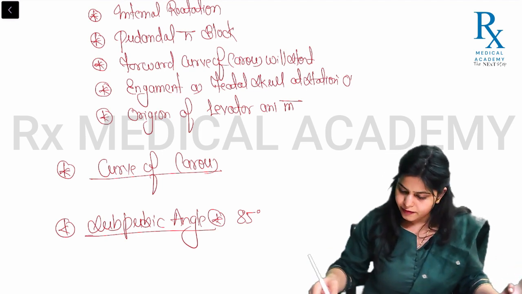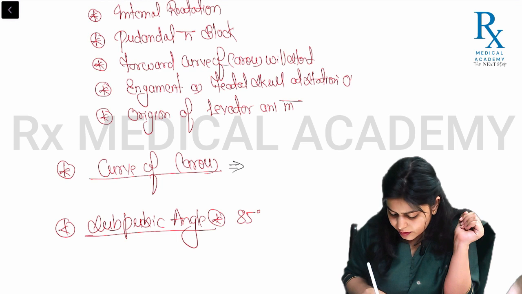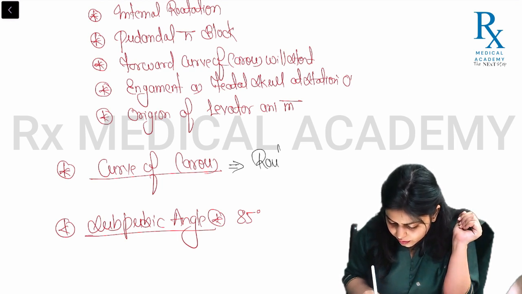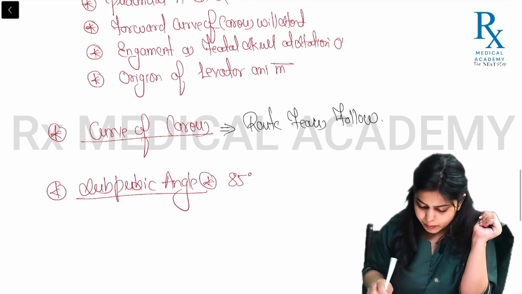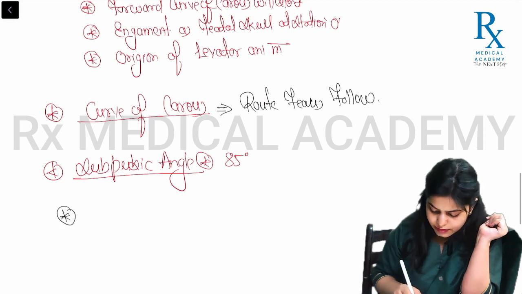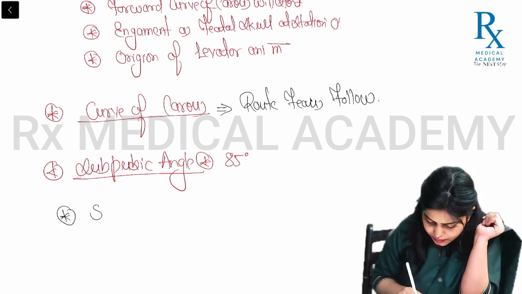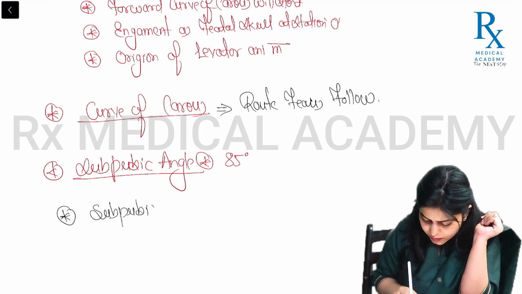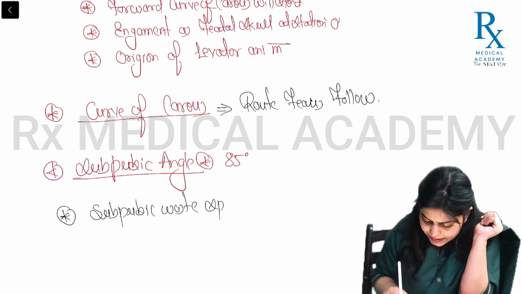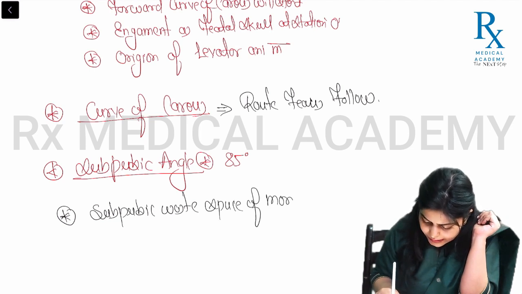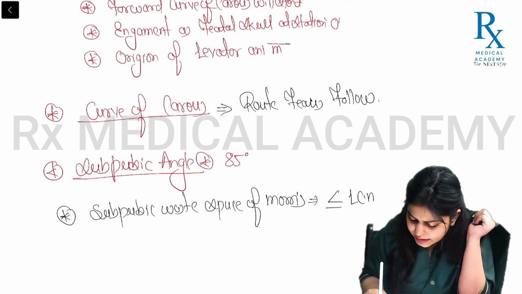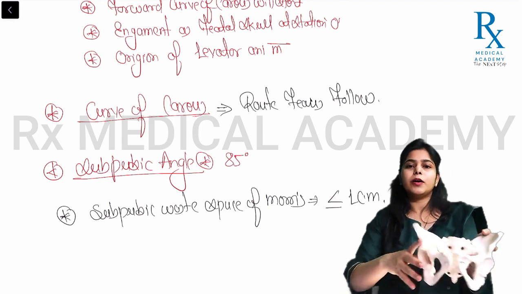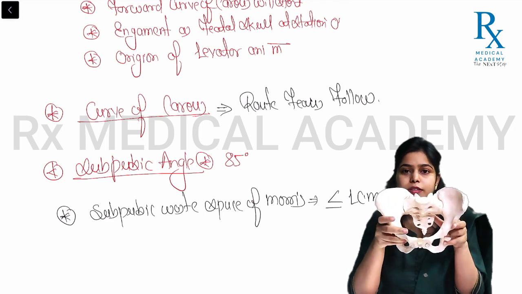So let's write curve of carus, which is the route of the fetus, subpubic angle. And one more thing is subpubic waist space of Morris, which should be less than or equal to 1 centimeter. So this is all about maternal pelvis. Hope you have understood this topic very well.